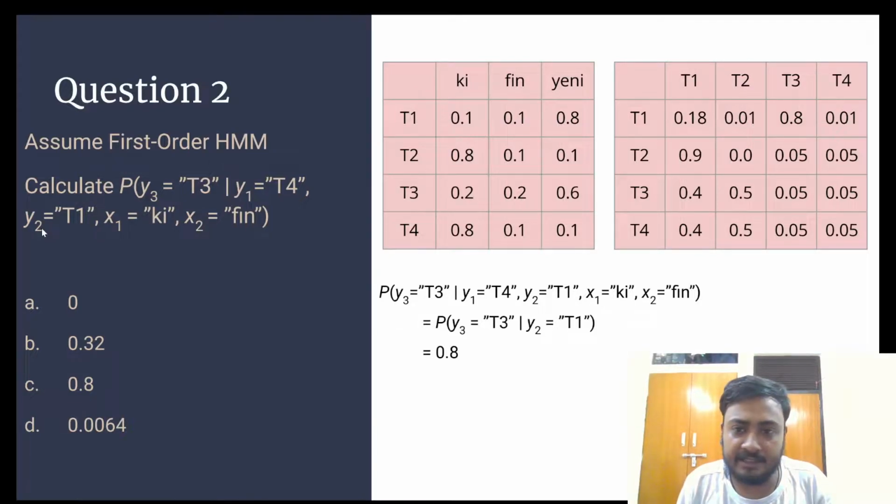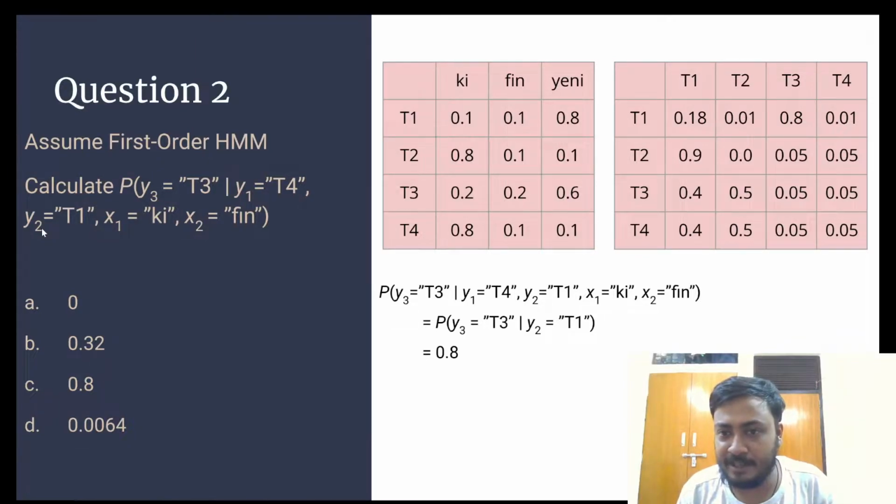And the other thing to remember is the emissions, which are the x's. So xi will depend only on yi, not on xi minus 1, yi minus 1, nothing else. So these are the two things you have to remember for first order hidden Markov models. That is, yi depends on yi minus 1 and xi depends on yi. That is all. Every other thing has to be eliminated in the equations so that you can get the values directly from the two tables which you have.